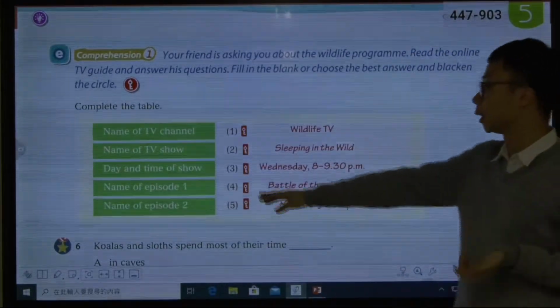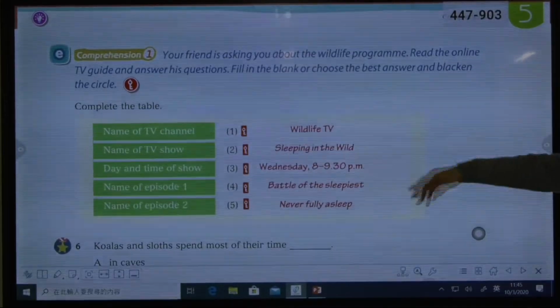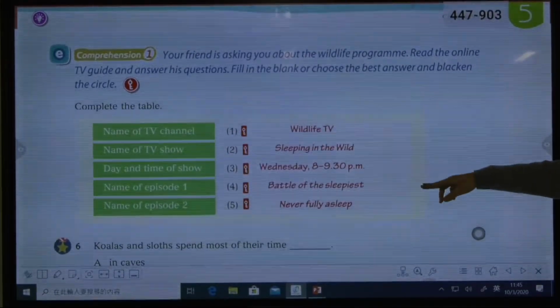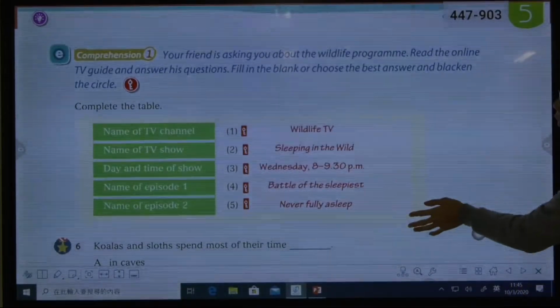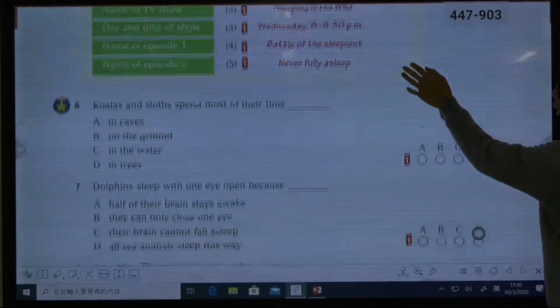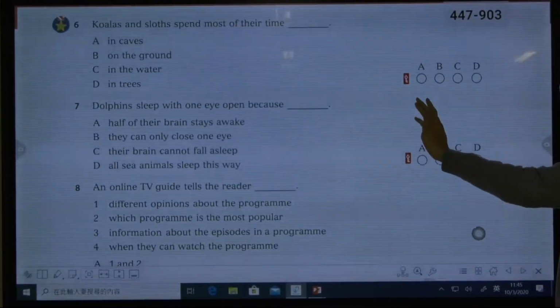Even for episode 1, it's episode 1 and then the colon mark, then Battle of the Sleepiest. So they're just right next to each other. So this is just a referencing question. I'm not going to explain more unless you need more explanation.